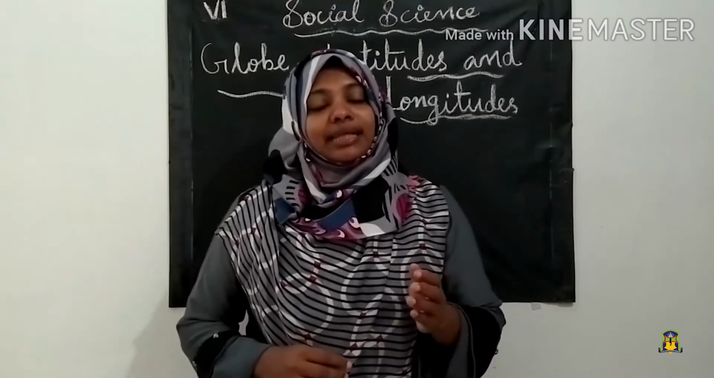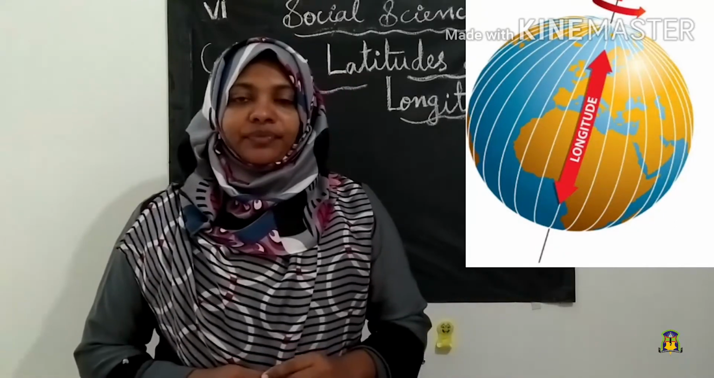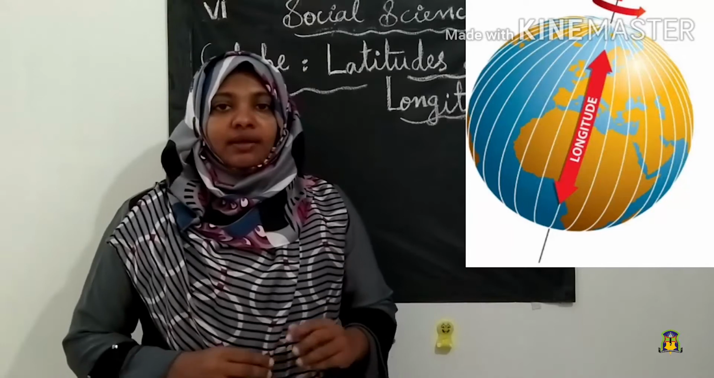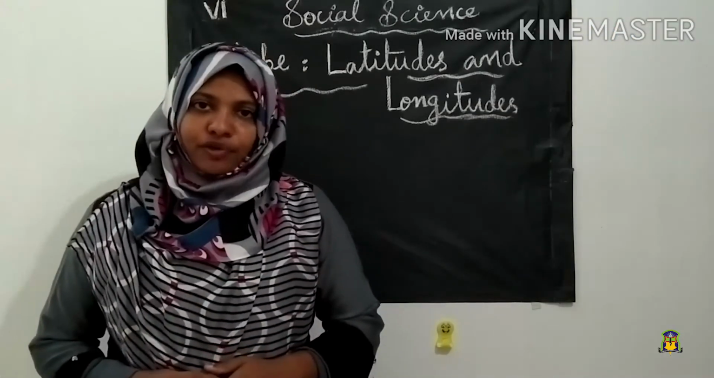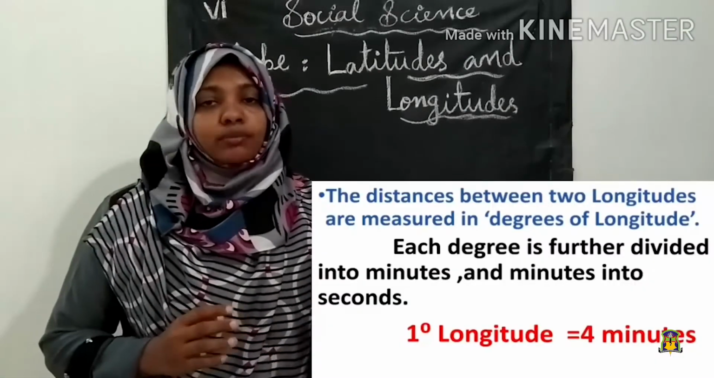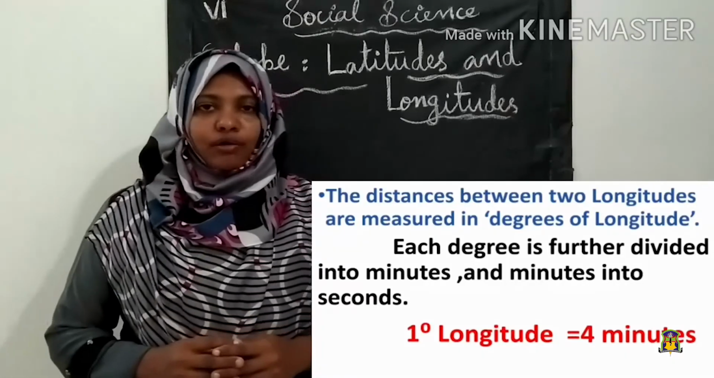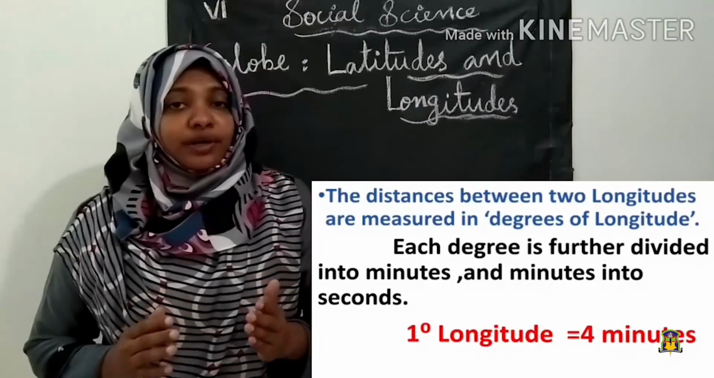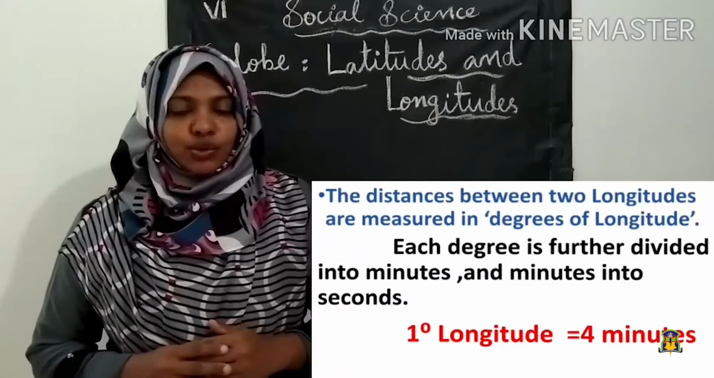Longitudes are the imaginary semicircles which run from North Pole to the South Pole. These lines are also called meridians of longitude. The distance between two meridians is measured in degrees of longitude. Each degree is further divided into minutes and minutes into seconds.